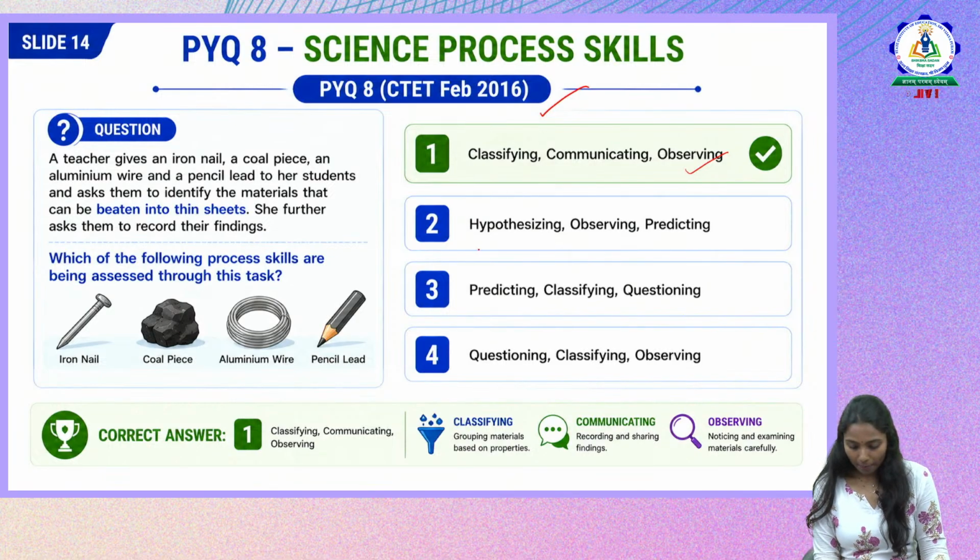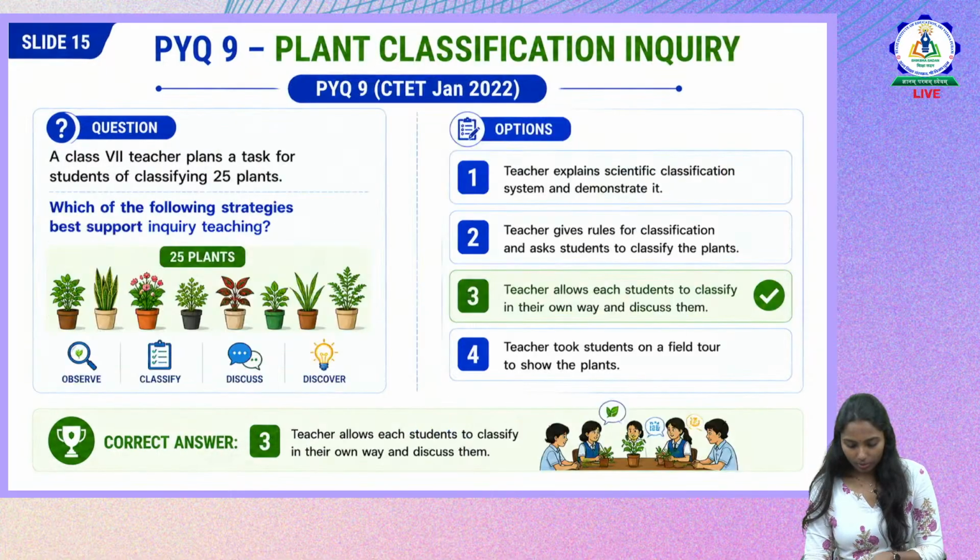So here we don't predict anything. Predicting, classifying, questioning. We are not questioning here. So this can be avoided, and even this option cannot be the correct one. So the first option is the correct one: classifying, communicating and observing. So let us proceed to the next question we have.